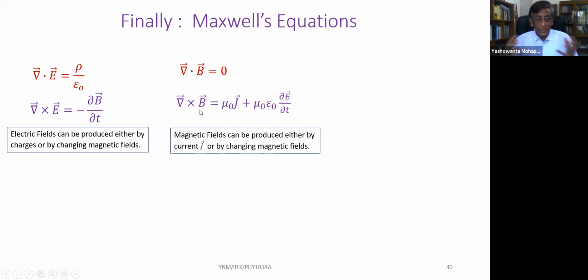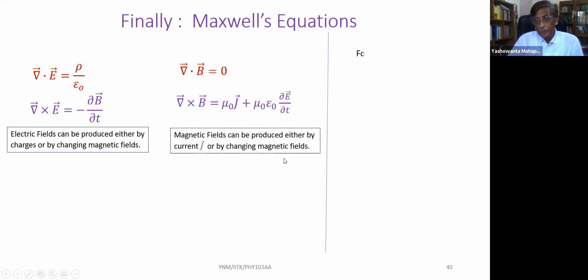Aesthetically, people have been looking for some way of magnetic charge such that this can become completely symmetric. There is of course always an effort, but as long as you don't see it experimentally, there are no magnetic monopoles.